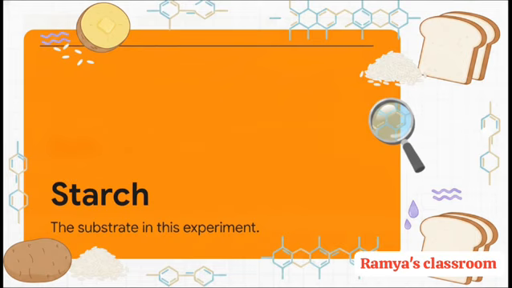Our very first player in this lineup is starch. Now, in the context of this experiment, starch is what we call our substrate. You can just think of a substrate as the raw material that's about to get worked on. It's the primary carbohydrate we're observing here, literally the exact same complex carb you'd find in a bowl of rice, a potato, or a slice of bread.